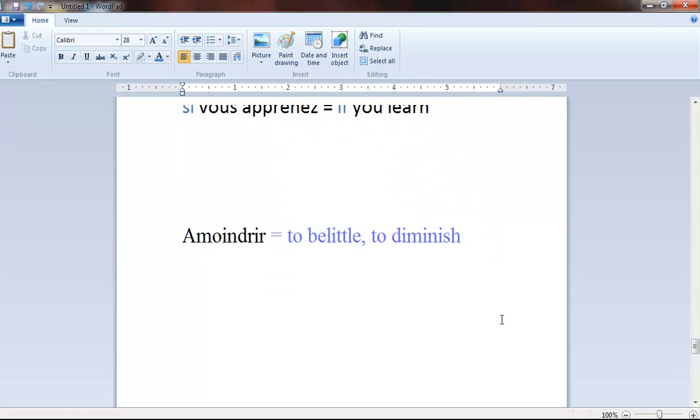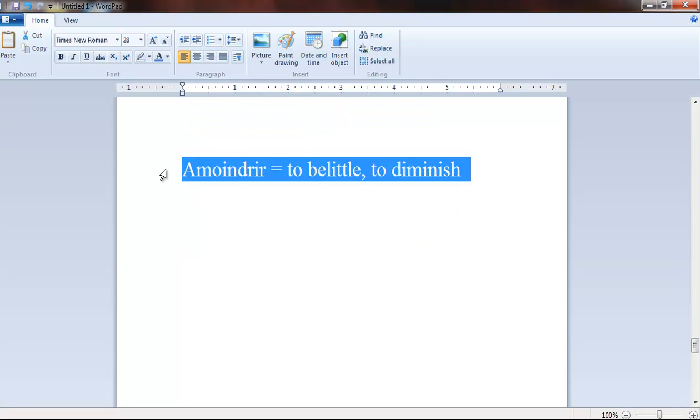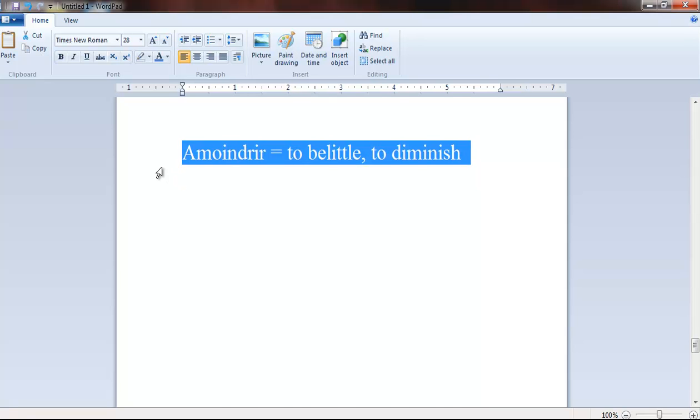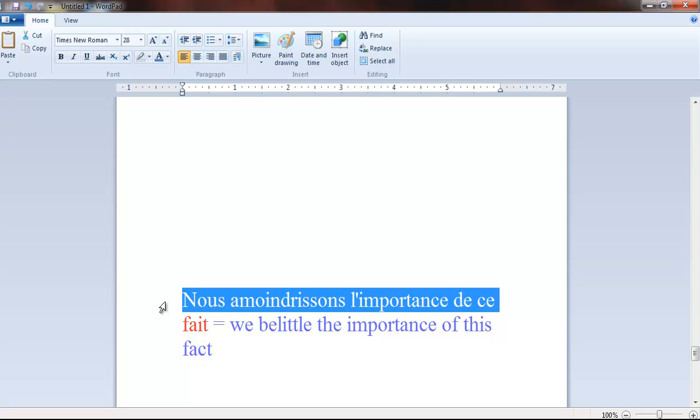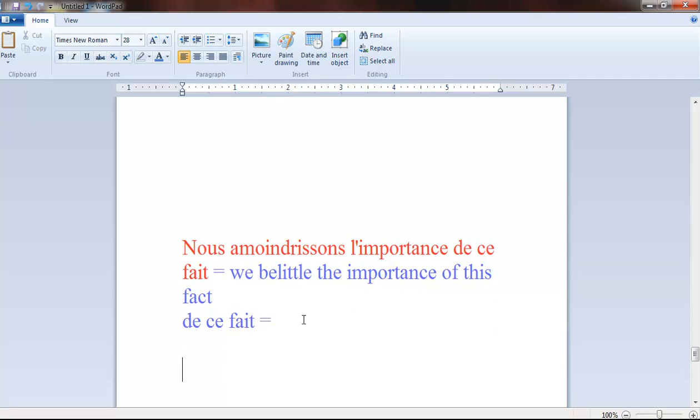Now the last verb for today, it's the verb amoindrir, which means to belittle, to diminish. Amoindrir, to belittle, to diminish. Nous amoindrissons l'importance de ce fait. We belittle the importance of this fact. L'importance, the importance. De ce fait, it means of this fact.